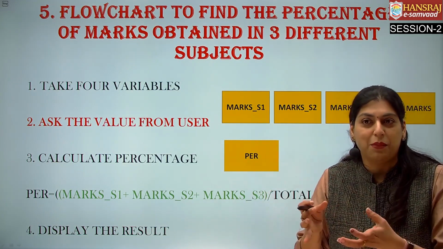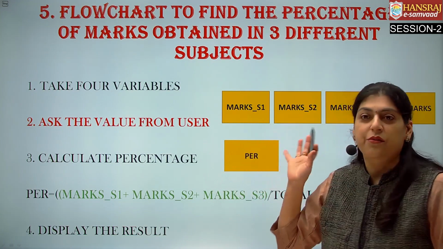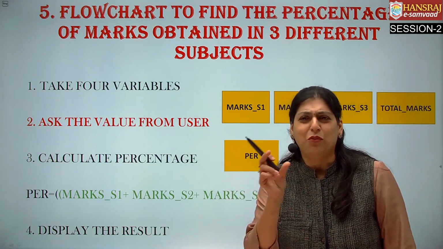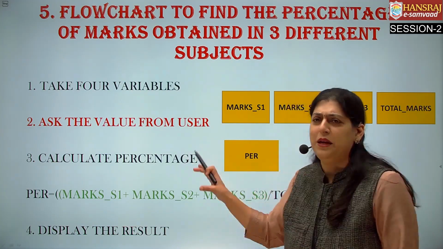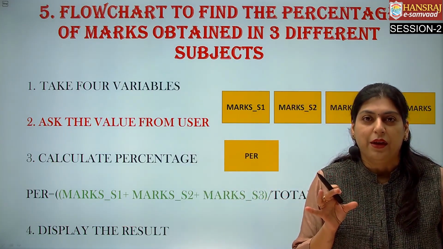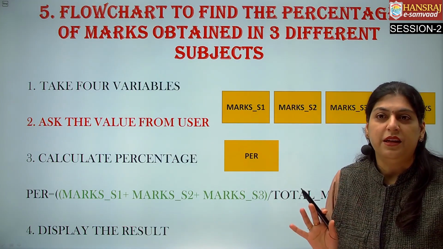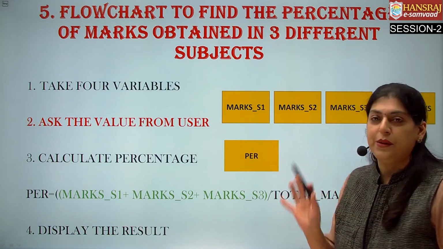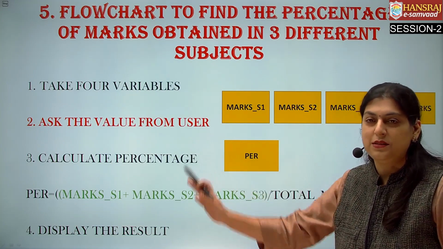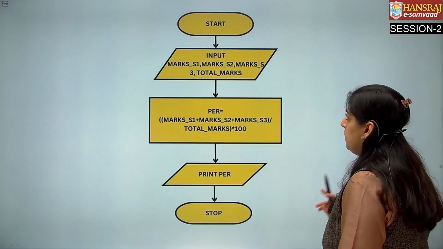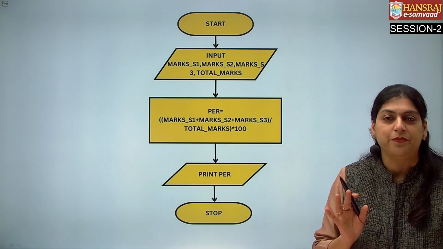For storing the percentage, one more variable we need. I am calling it PER, the short form of percent. Any name works, you can write down the complete word percentage also here. So we need these 1, 2, 3, 4, 5 variables here to write this complete job. Let's see how the flowchart turns out to be.